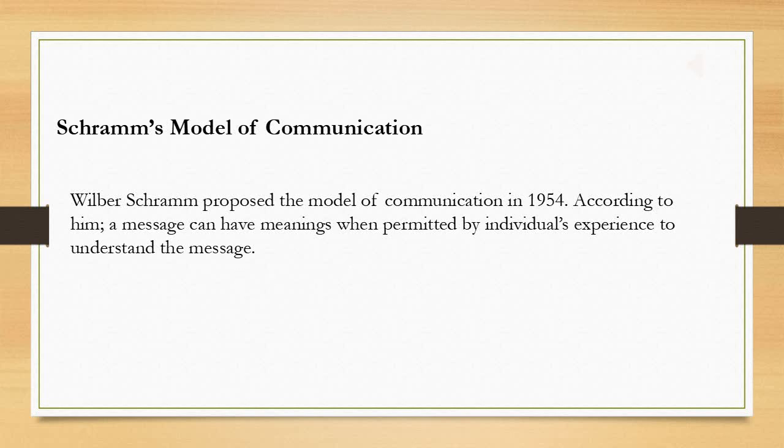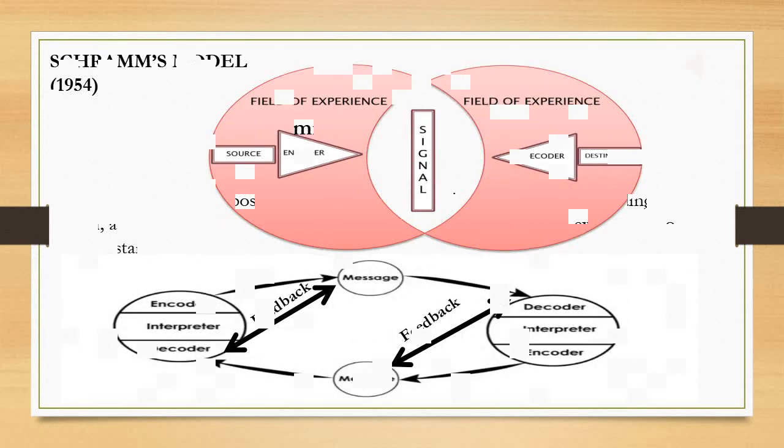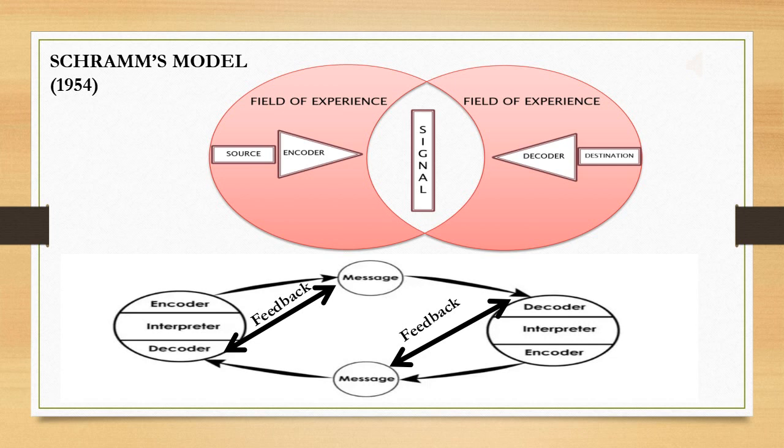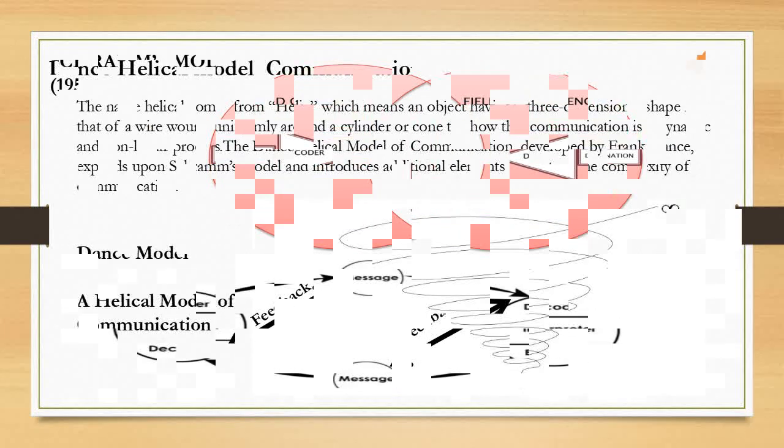Schramm's model of communication. Wilbur Schramm proposed the model of communication in 1954. According to him, a message can have meaning when permitted by individuals' experience to understand the message. Wilbur Schramm emphasizes the importance of the communicator and the audience in the communication process. It includes three main elements: source, encoder, message, and destination, decoder. The model highlights the reciprocal nature of communication, emphasizing that both the sender and receiver play vital roles in interpreting and exchanging information.